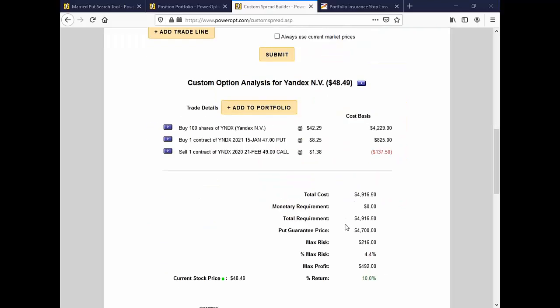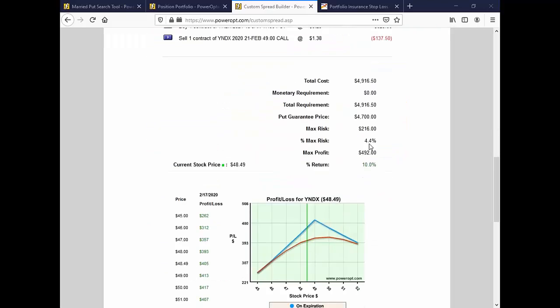All right, so there we go here. Okay, so now what have I done? I've lowered the risk, not quite by half, but by a third. I've still got a max 10% profit on the position if it's trading right at the strike prices, okay? Okay, all right.